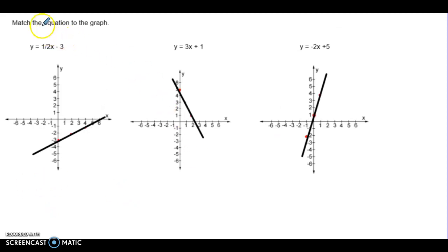Match the equation to the graph. Okay. So in the first equation, my slope is 1/2, and my y-intercept is -3. So I'm going to look and see which one crosses the y-axis at -3. It's this graph. So this one goes here. For this one, my y-intercept is +1, and my slope is 3. So I'm going to see which one crosses the y-axis at +1. It has to be this graph.